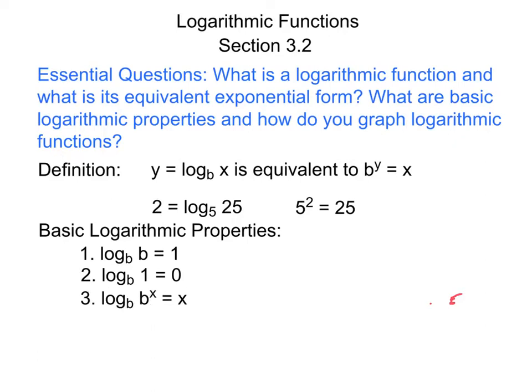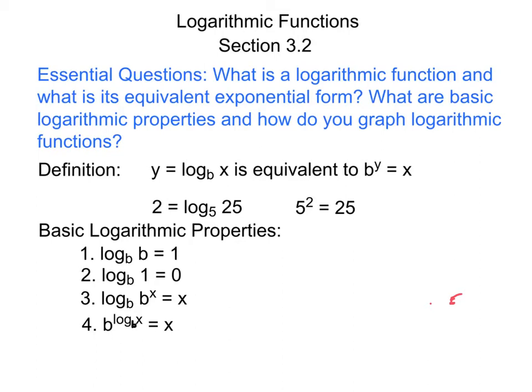The third property is that the log to the base b of b raised to the x power is simply equal to x. Again, if we go back up to the exponential form and we convert this to that, we get that b to the x is simply equal to b to the x. Now the fourth and last property that we'll talk about right now is that b raised to the exponent, where the exponent is log to the base b of x, is simply equal to x. Now if we take that, which is the exponential form, and convert it back to the logarithmic form, we will see that log to the base b of x is simply equal to the log to the base b of x.